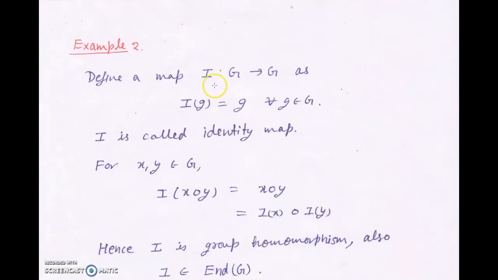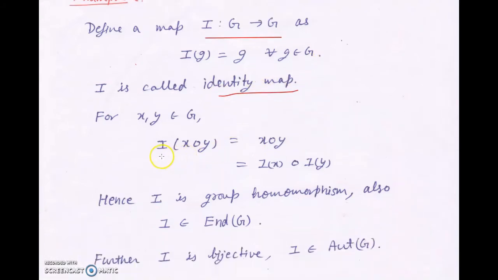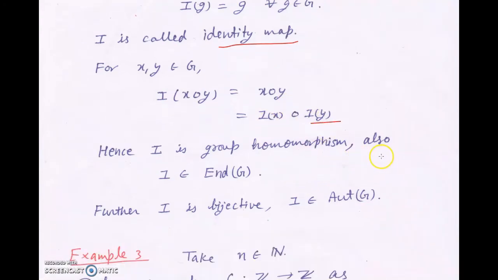Now come to another example. This is the identity homomorphism I from G to G, defined as I(g) = g for all g in G. This is called the identity map. This is also a homomorphism. I of x∘y, if you put it, is x∘y, and in place of x we can write I(x), and in place of y we can write I(y). So it is a group homomorphism.